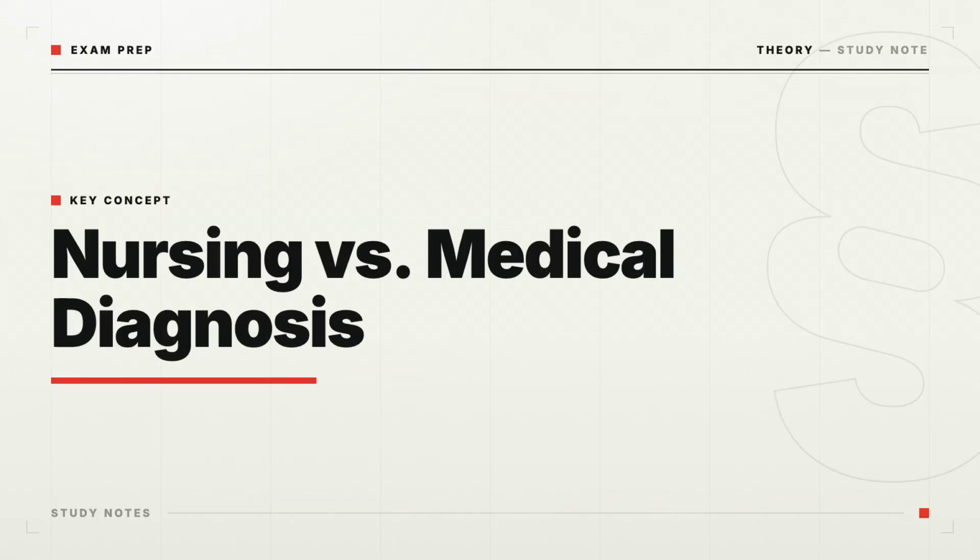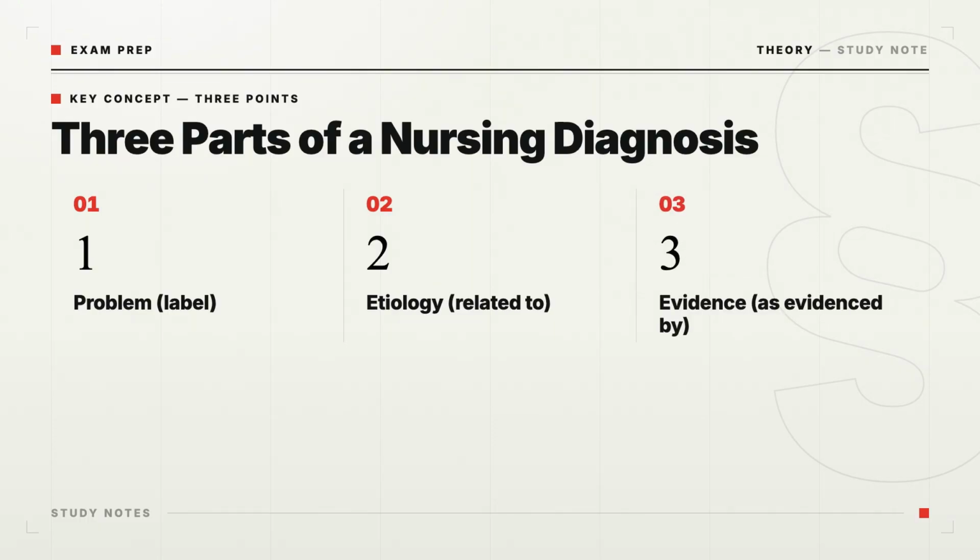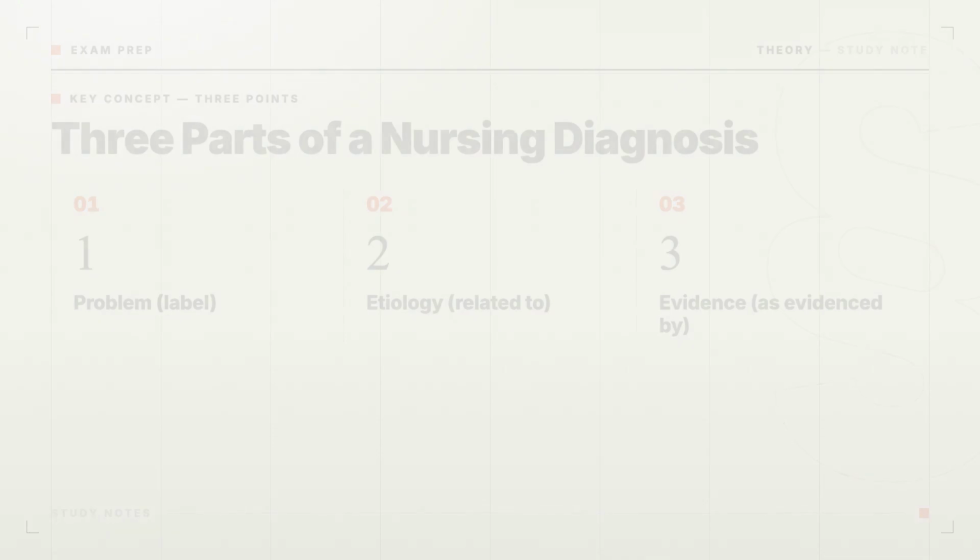A medical diagnosis and a nursing diagnosis describe the same patient from 2 different angles, and mixing them up derails the entire care plan. The medical diagnosis names the disease, like pneumonia. The nursing diagnosis names the patient's response to it, the human problem a nurse can treat independently. An actual nursing diagnosis has three parts. First, the problem, a standardized label like impaired gas exchange. Second, the etiology, joined by related to, such as alveolar capillary membrane changes. Third, defining characteristics, joined by as evidenced by, like an oxygen saturation of 88% and confusion.